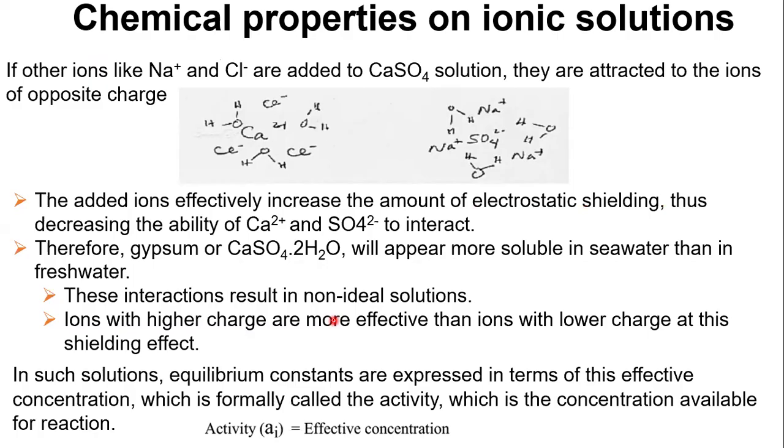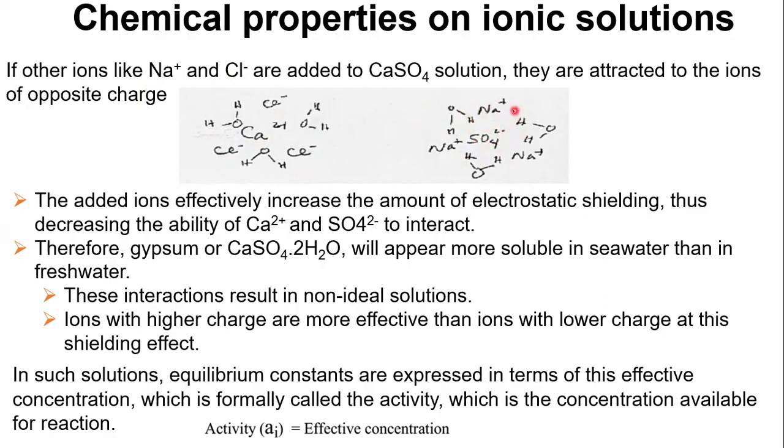Now, if other ions like sodium are added, this is the influence of spectator ions that we are talking about. If other ions like sodium and chloride are added to the calcium sulfate solution, they are attracted to the ion of opposite charge. So you realize that now the shielding is not being done by just the water molecules. The chloride from the sodium chloride is also shielding the calcium, so it increases the shielding here. The sodium ion from the sodium chloride is also shielding the sulfate, and so it's increasing the shielding.